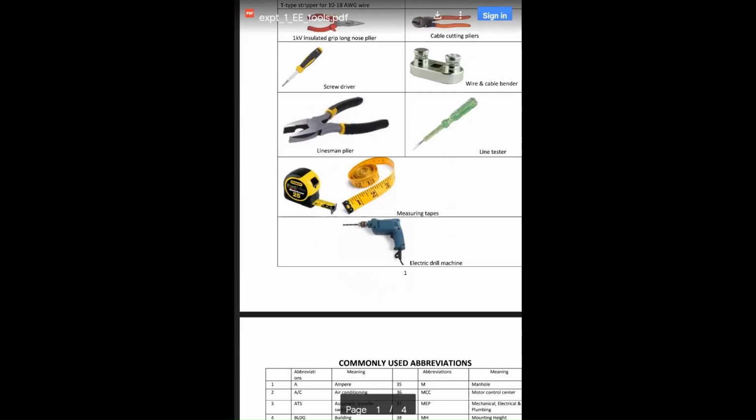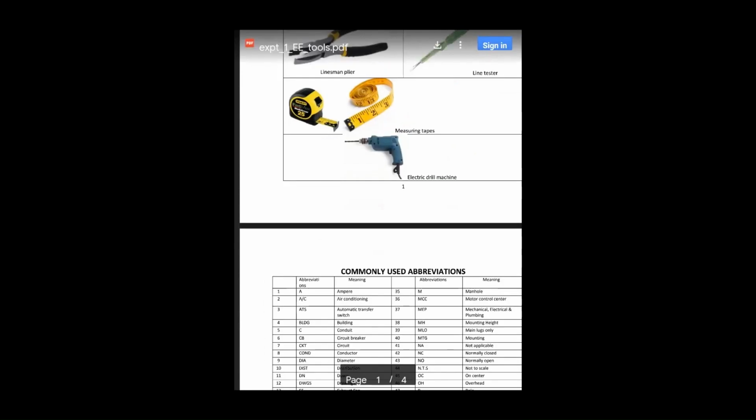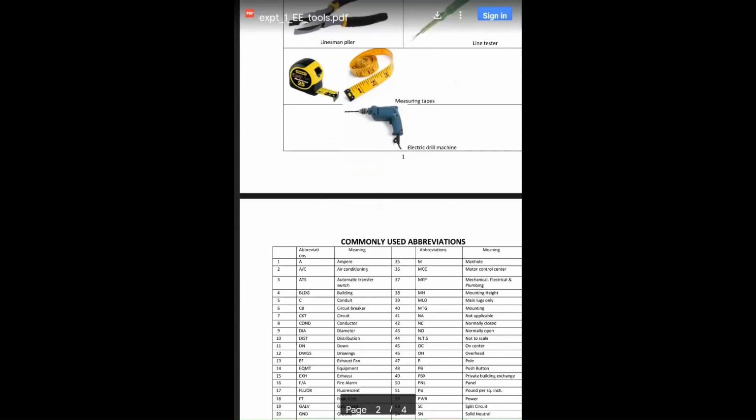Okay. Next are the measuring tapes. These measuring tapes are mainly of two types. First is the metallic and next is the non-metallic type. Both have some advantages and disadvantages. The metallic type can measure longer distances, but it is to be handled with care because its metallic edges are sharp and can cause injury. The other, non-metallic measuring tape is harmless, but it can measure hardly 5 feet. And next is the electric drill machine.